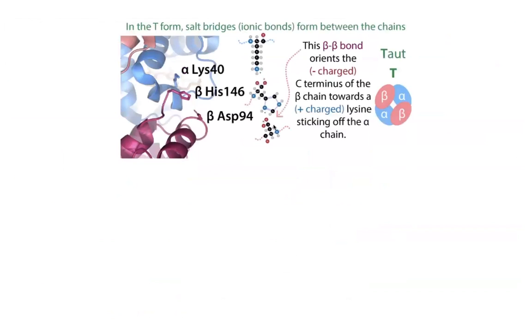What happens is that in the T form, you're going to have salt bridges. So remember, those are ionic bonds that are going to form between the chains. So remember, we have those alpha and the beta chains. What we're looking at here is part of one of the beta chains. And this His 146 is going to be the C terminus. You don't need to know all the names of all of these amino acids.